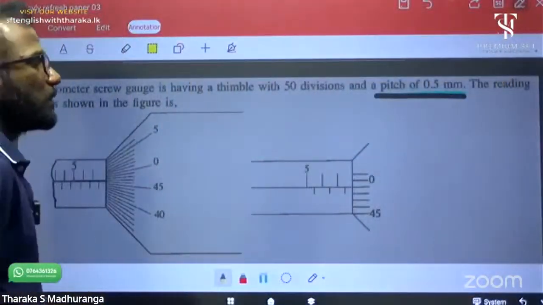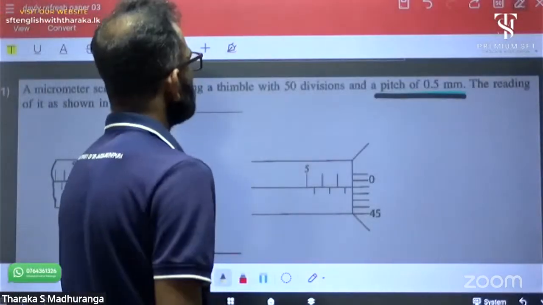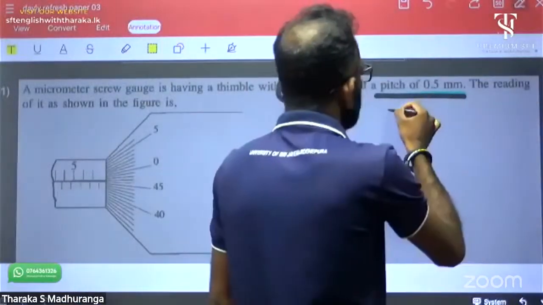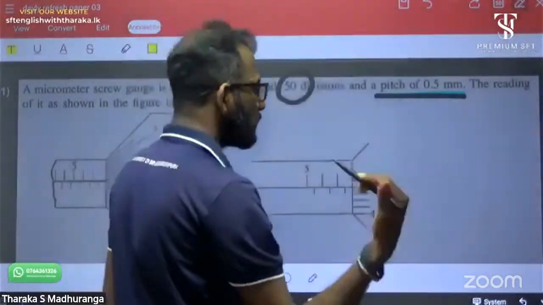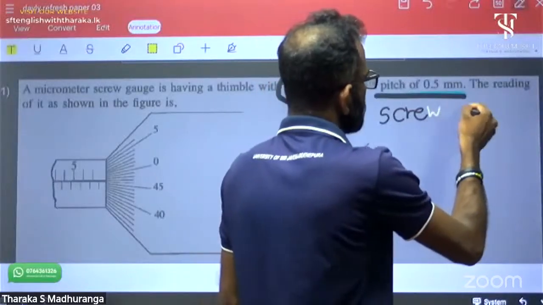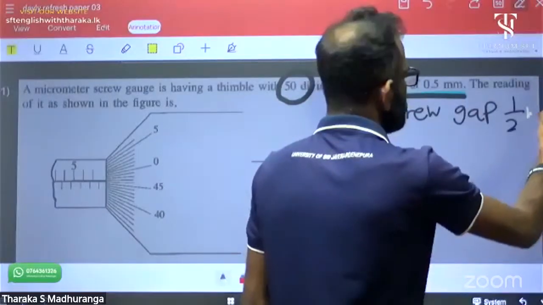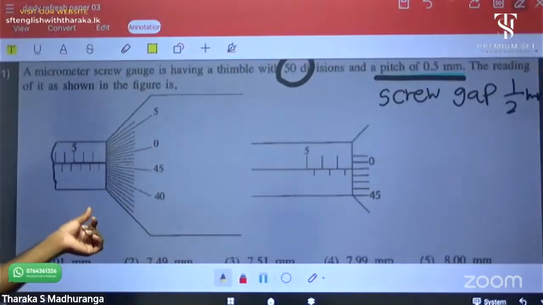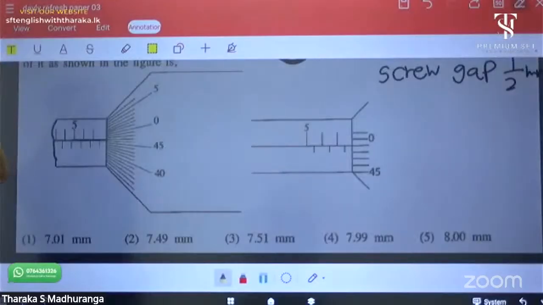That's the screw gap. Okay, the micrometer screw gauge has a thimble with 50 divisions, and the screw gap or pitch is 0.5. It is the same as the instrument we discussed. The screw gap is 0.5 millimeter. That means half a millimeter, right? The reading of the instrument is shown in the figure.